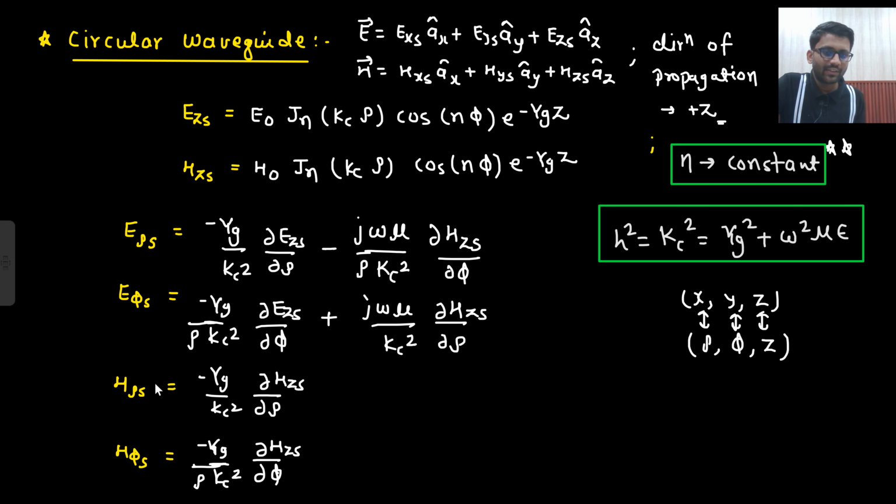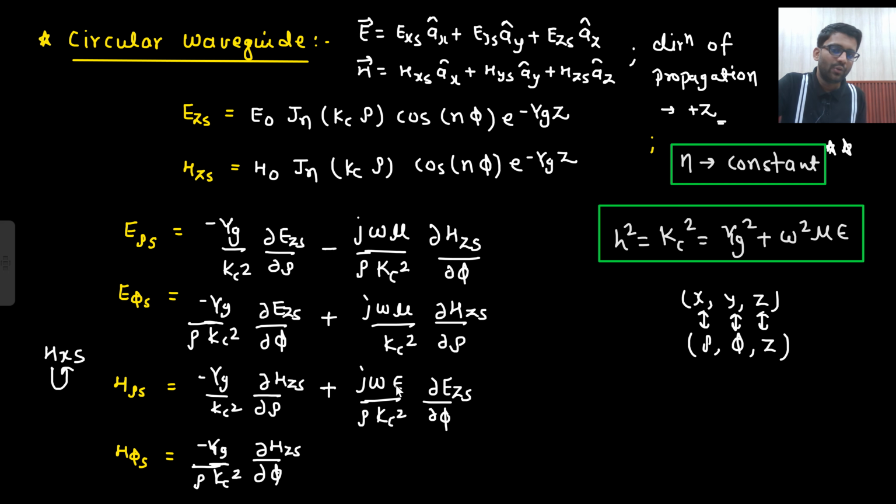What about this? H rho s. H rho s is equivalent to Hxs. Himanshu is a careless guy, so his x would be positive. So plus j omega epsilon upon kc square. Here del by, here there is rho, so here there will be phi. Phi never comes alone, it comes with rho. If there is H here, here there will be Ez. And how do you remember whether it will be epsilon or mu? Because epsilon always comes with E. This is how you can remember.